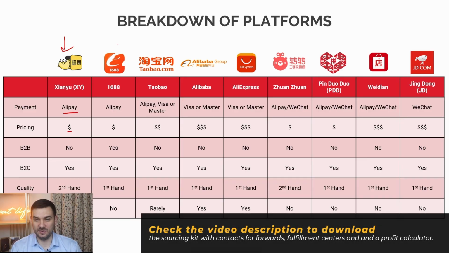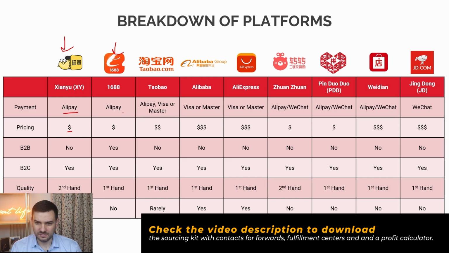Then there's 1688, which is one of my favorites. It only accepts Alipay because the people that created Taobao 1688 also created Alipay, so they don't want competition with WeChat Pay. The pricing is very nice. They can do B2B, as in you can buy multiple items at once. They can also do B2C, as in the MOQ, which is the minimum order quantity, is low. And they can sell first-hand goods.